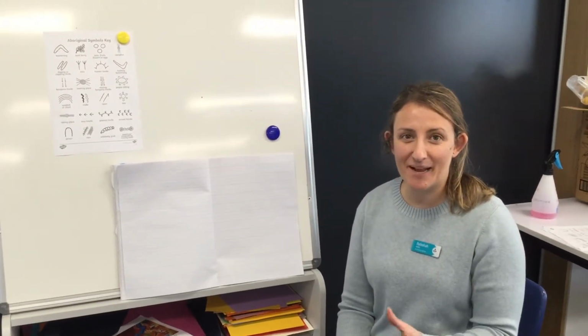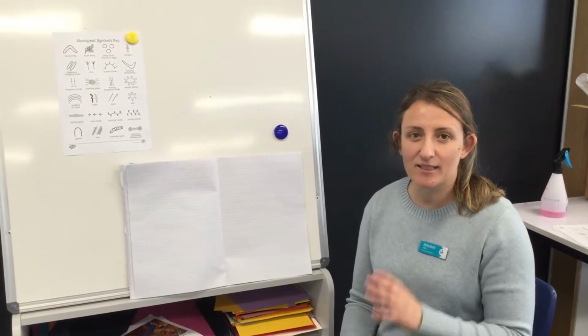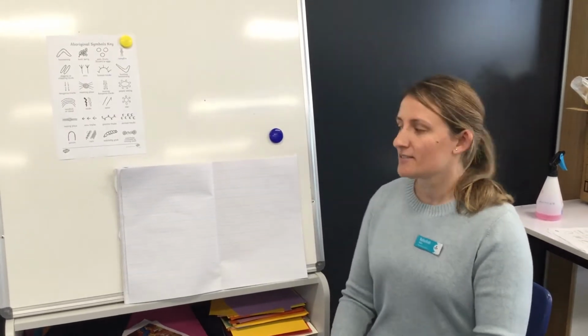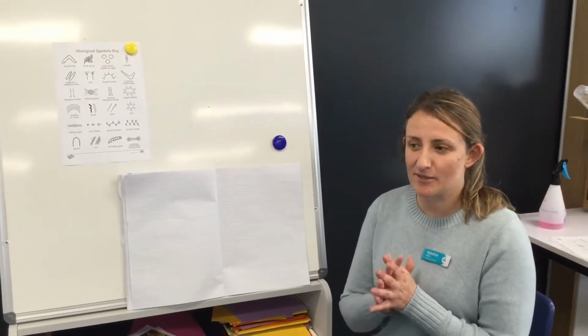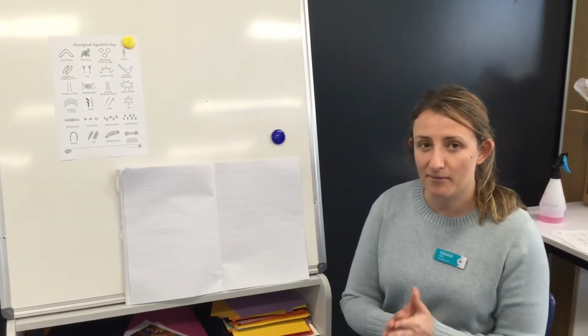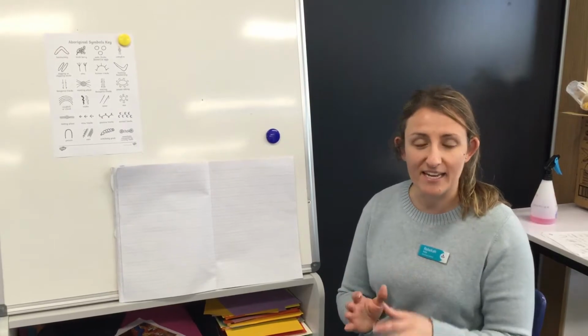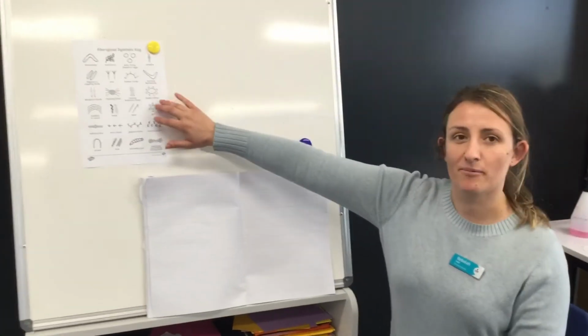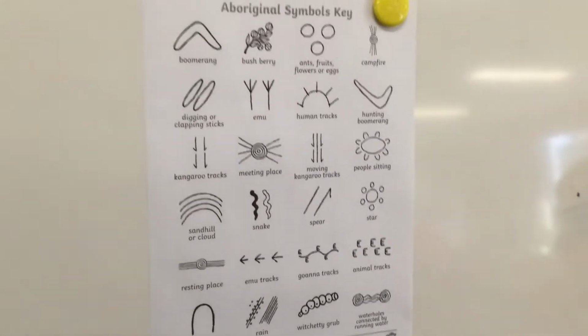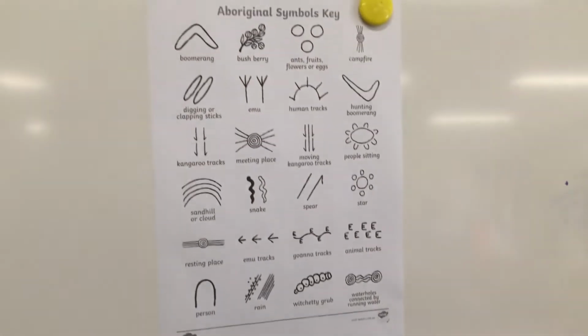Today we're going to be talking about Aboriginal symbols and looking for them in pictures. We have looked at lots of different artwork. We have been doing story stones and spiral snakes ourselves, and in that we used our Aboriginal symbols key. If you can find that in your pack at home, that will help us out. So pause the video if you need to do that.